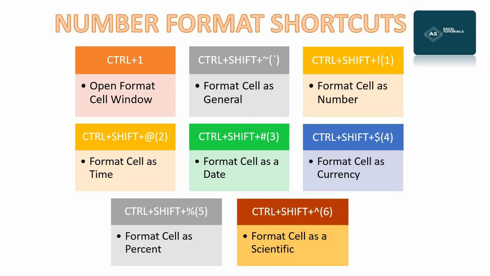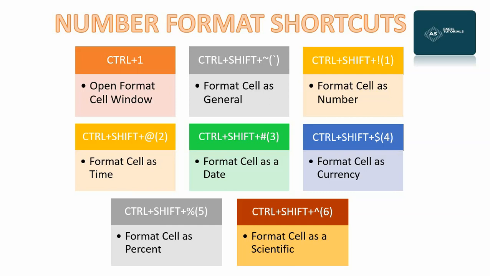Now comes the number format shortcuts. What if you want to open the Format Cells window? You need to press Ctrl 1. There are multiple number format options. Let's say you want the cell in General format. You need to press Ctrl, Shift and tilde. What if you want to format the cell as number? You need to press Ctrl, Shift, exclamation. Format cell as time. Press Ctrl, Shift, @.